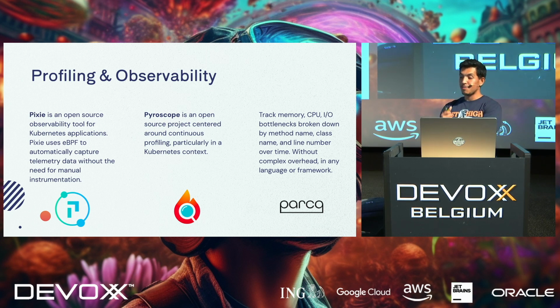So Pixie is one. Periscope is another one. It's part of Grafana, I believe. Basically the same thing. They focused on cloud-native tools, but mainly Kubernetes, but they also support on-premise, I believe. And then Parca is also getting quite some momentum.